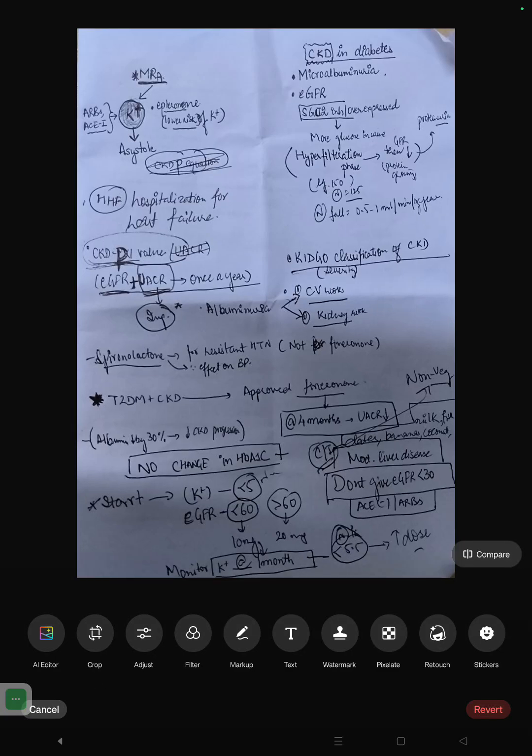Recently, I attended one lecture of the endocrinologist regarding Finerenone. Finerenone is a non-steroidal mineral receptor antagonist, and the role of Finerenone is mostly in chronic kidney disease and in resistant hypertension.